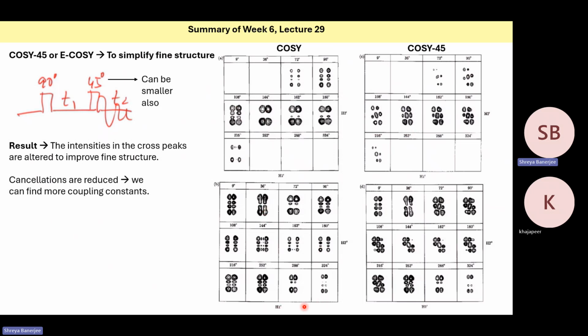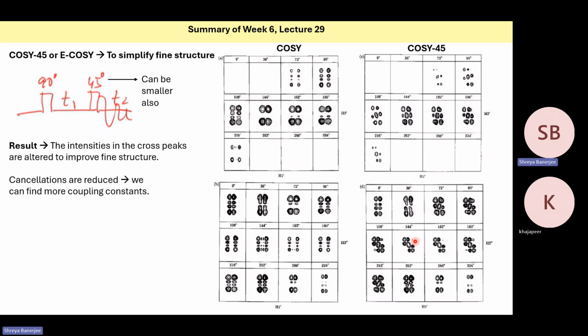Similarly, you can see between 1 prime and 2 double prime. We again look at the C2 prime endo region. You can see, although there are many peaks here, they are not well resolved. The peaks in the middle are all getting cancelled out. But in case of COSY 45, there are 8 peaks. The middle peak is kind of merging. There are 8 very clearly defined peaks. So it is very easy to calculate the coupling constant in this.